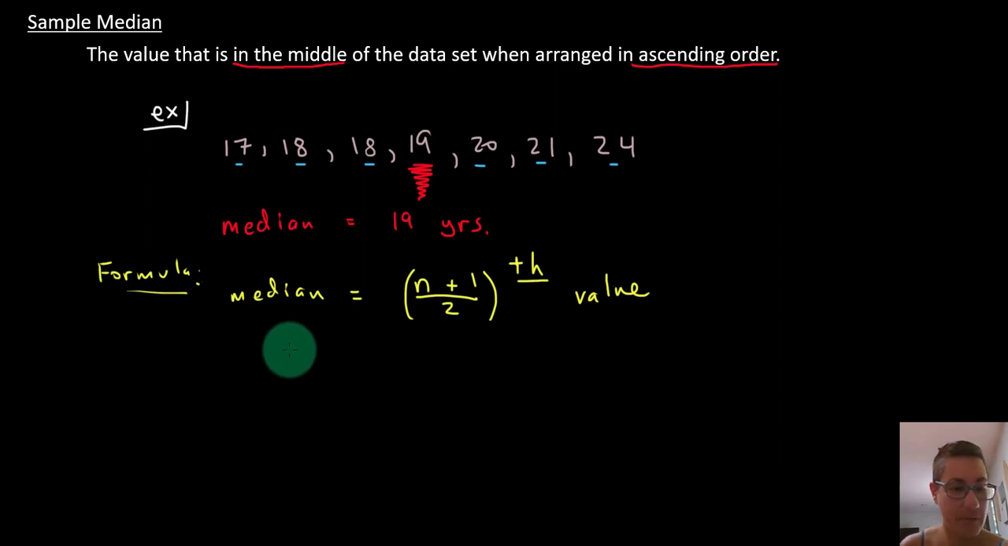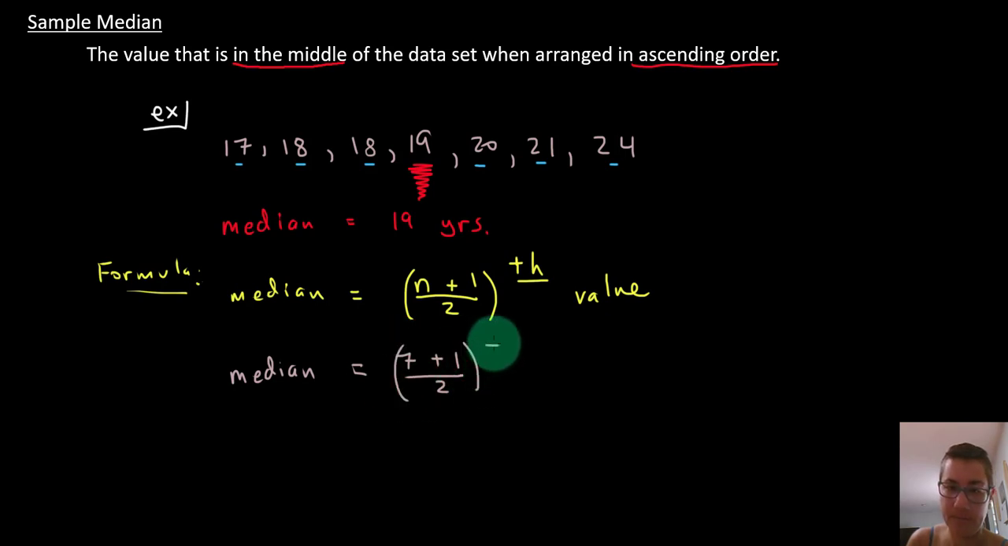Let's work this out with our example. Median. We know that there were 7 values, so that's n plus 1 over 2. I'm going to write the value. We know 7 plus 1 is an 8. 8 over 2 is a 4.